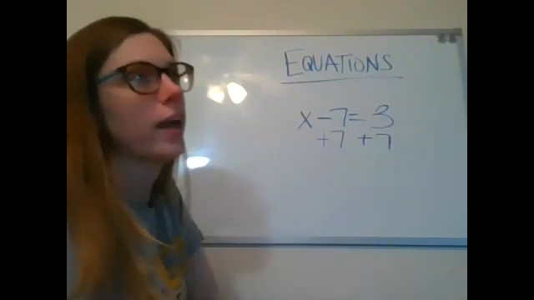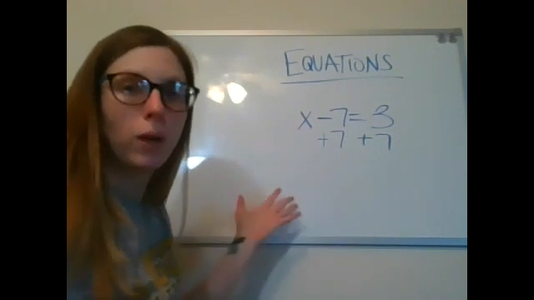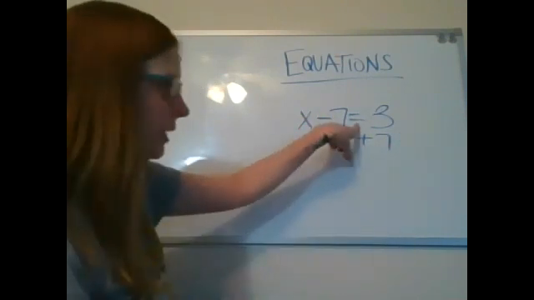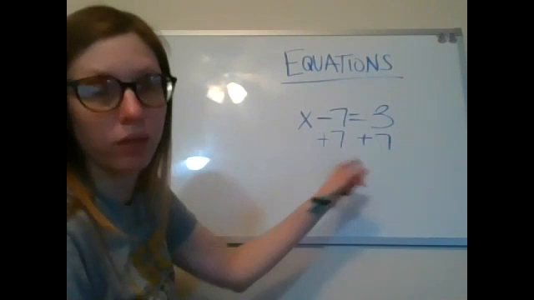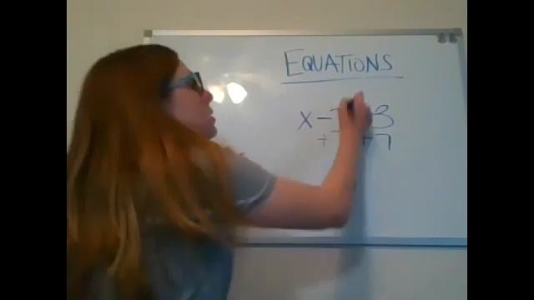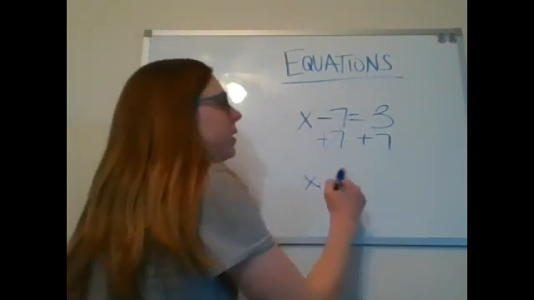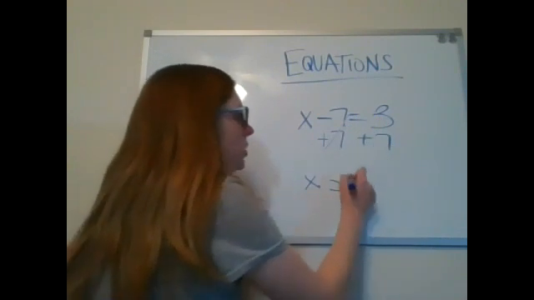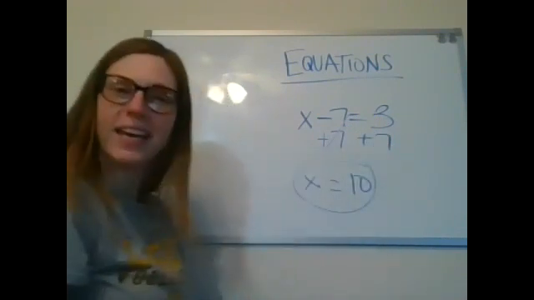by itself. And in equations, anything we do to one side, we have to do to the other side because of this equal sign. We have to do equal things on both sides. That goes away, and we're left with x equals 3 plus 7, which is 10.